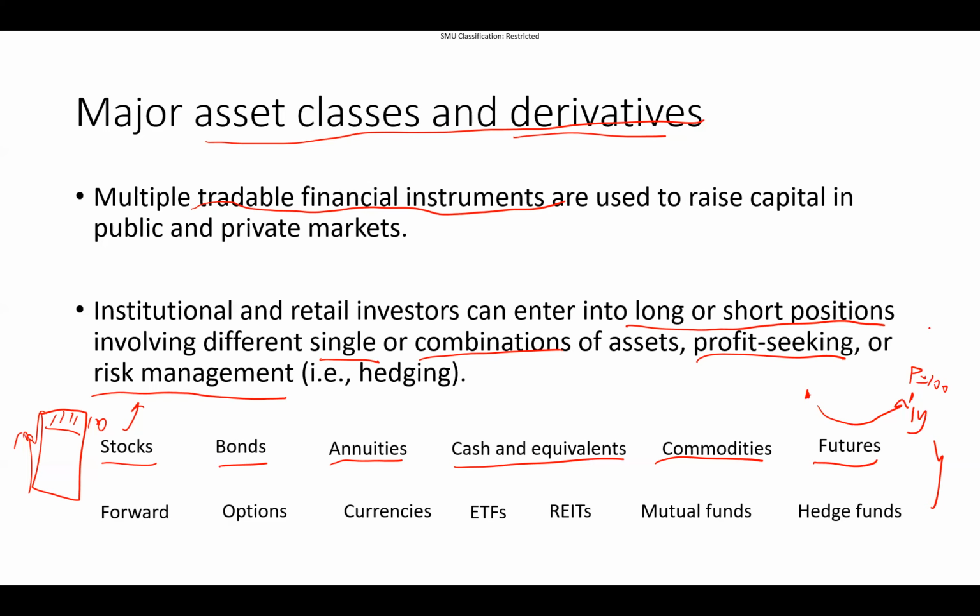Okay, and there's also forward. Forward is basically similar to futures. The only difference is that futures are traded in the exchanges, but forwards are usually traded OTC, or over the counter, which is a decentralized marketplace where people trade directly with each other without engaging a central exchange or broker, right? So the transaction is more direct.